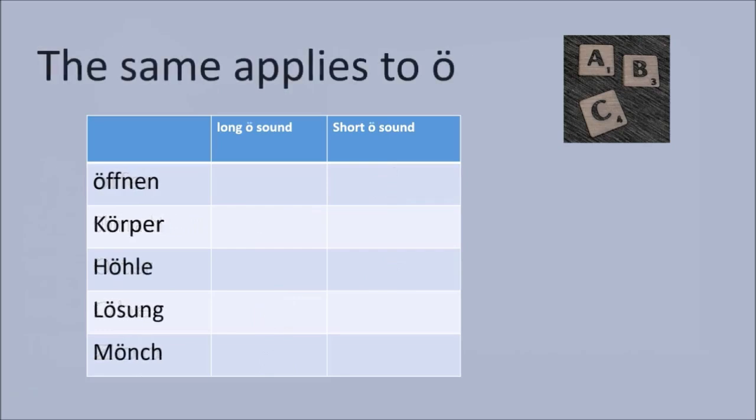And of course all these rules also apply to Ö. So what do you think about these words? Long Ö or a short one? And here's the answer. Öffnen, Körper, Höhle, Lösung, Mönch.